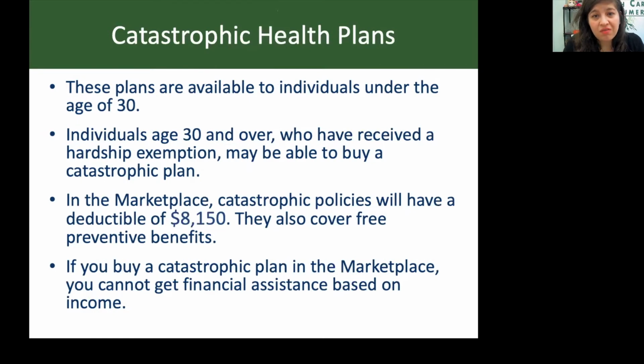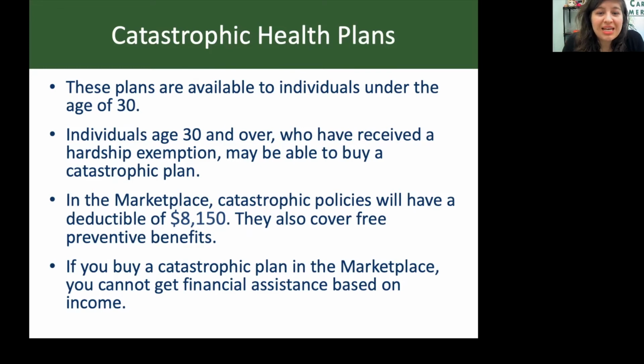Catastrophic health plans are available to individuals under 30 years old. Individuals age 30 and over who have received a hardship exemption may be able to buy a catastrophic plan. These tend to have cheaper premiums, but they don't cover as much at the doctor's office. So again, they're going to be even less coverage than a bronze plan. So very low coverage. It's kind of like, at $8,150, that's the most that you would have to spend if an emergency happened, but they're really not going to help cover stuff kind of between that.